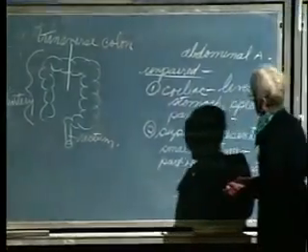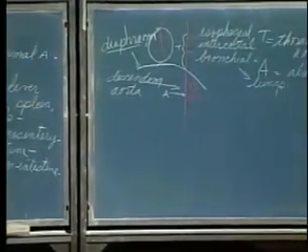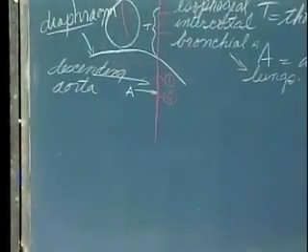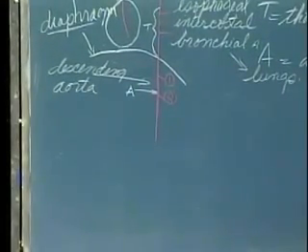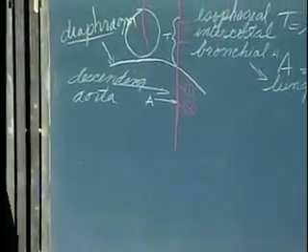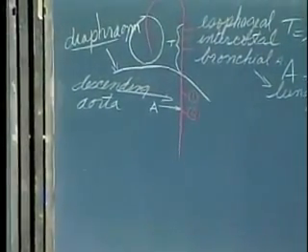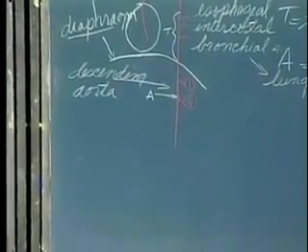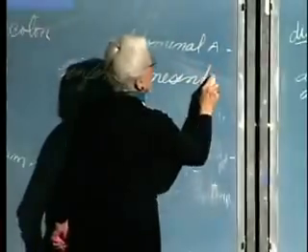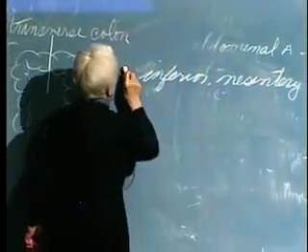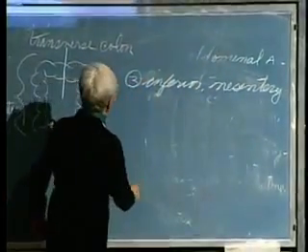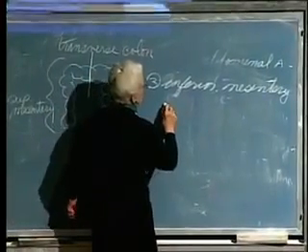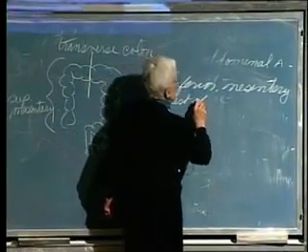And our next one is the inferior mesenteric. Inferior mesenteric. And it will supply the rest of the large intestine and the rectum.